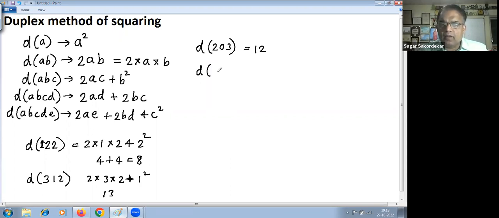Try duplex of say 1, 3, 4. No, Isra. You do the middle digit square. Correct, Isra. Good. Arti correct. Two into one into four, and then plus 3 square. So this is 8, this is 9, 8 plus 9, 17 it is.